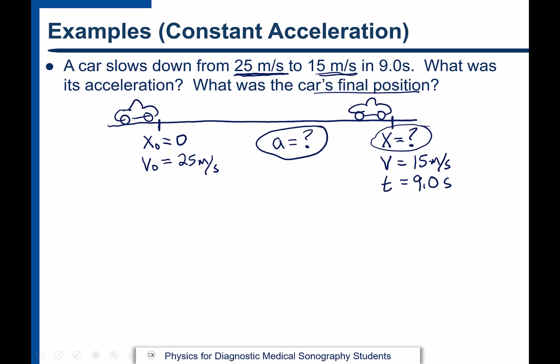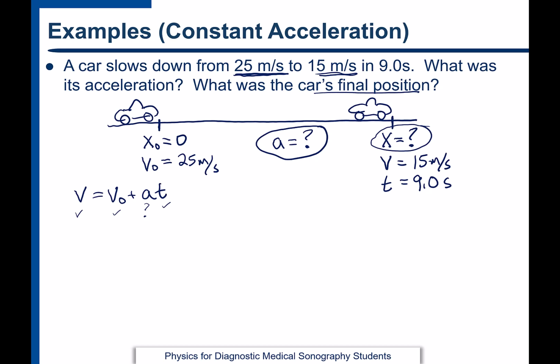Okay, so if we want to find the acceleration, the equation that we're going to want to use is the one that is the simpler of the two. You'll notice that v is equal to v naught plus at is going to allow us to solve for a, because we know v, we know v naught, and we know t. The only thing we don't know is a. So let's go ahead and solve this algebraically for a.